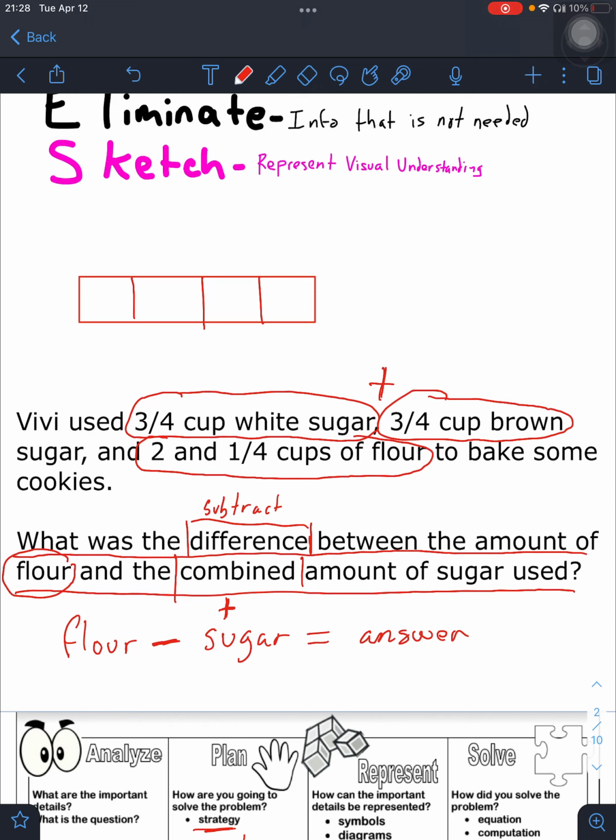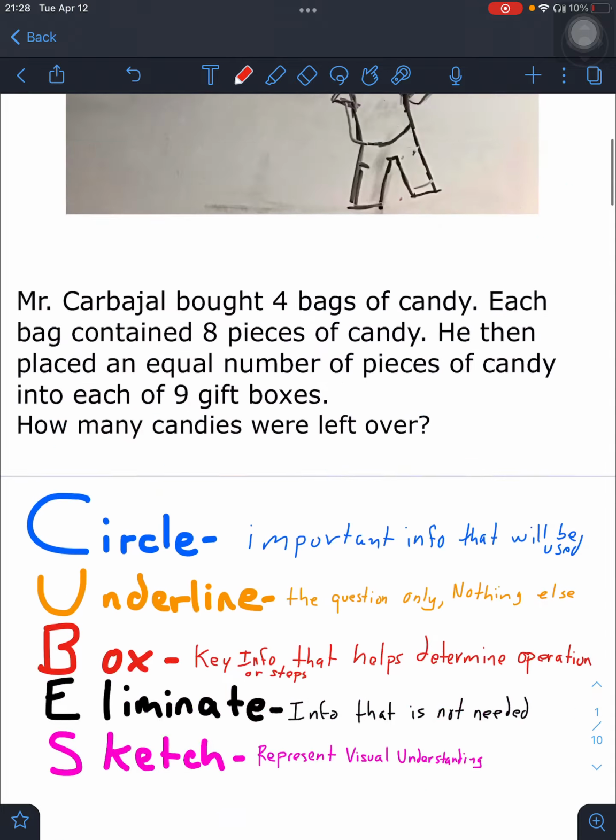I have to remember that I am only adding or subtracting my numerator in a fraction and my denominator never changes. That's part of my plan. I have to know these pieces of information. Denominator. Let's move on to our next problem.